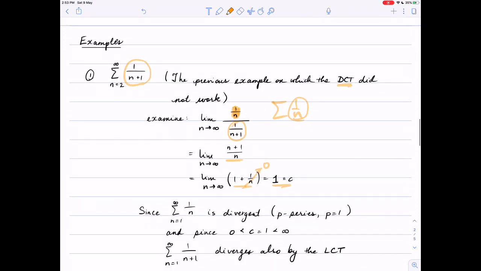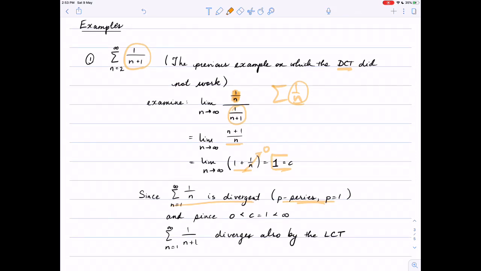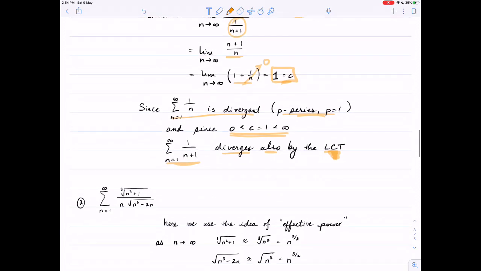And since the harmonic series is divergent, a p-series with p equals 1, and since the limit of our fraction of nth terms became 1, which is a finite number between 0 and infinity, then this series diverges also by the limit comparison test. So the limit comparison test came in and saved the day, where the direct comparison did not apply.